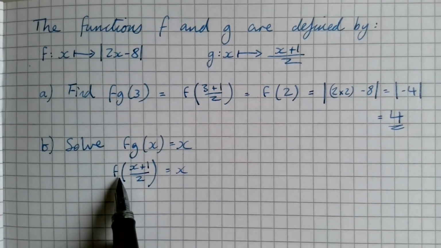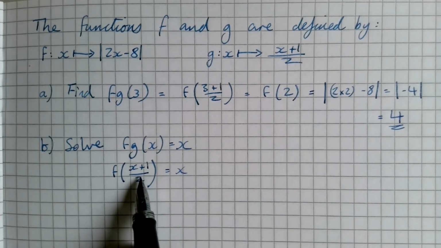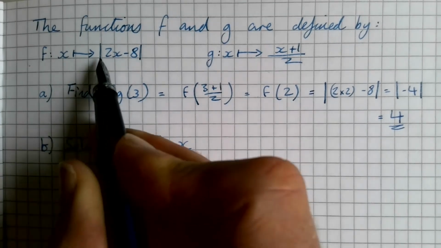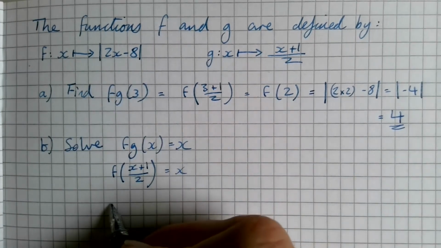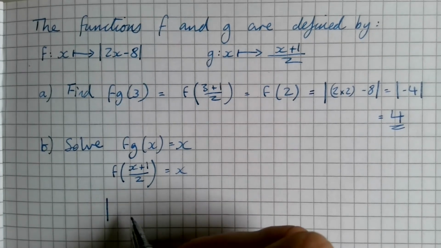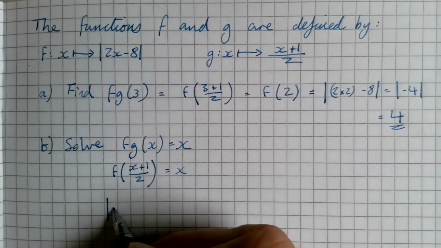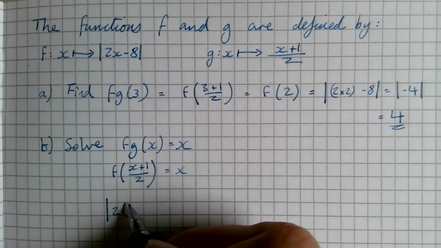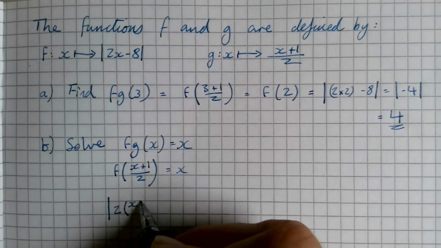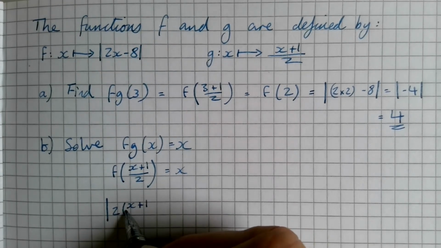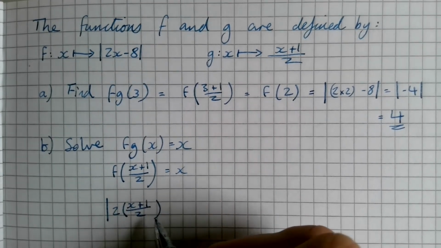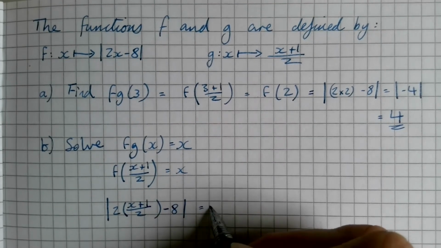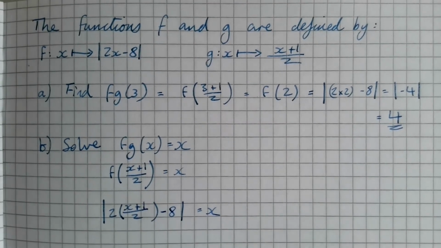Now, in order to get this, all of that has to go in as x, but then it's all within a modulus. So start by putting one of those up there. We're going to then have 2 outside a bracket of (x plus 1) over 2, and then take 8, and all of that is going to equal x.